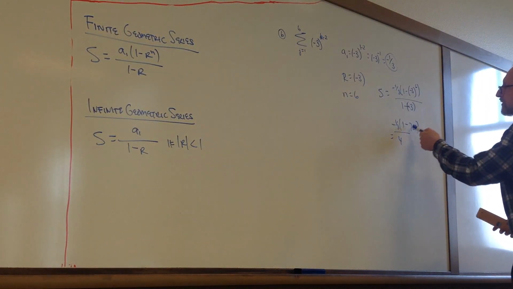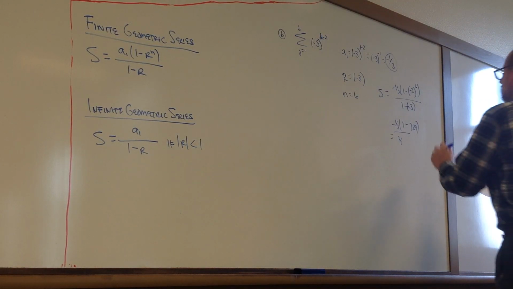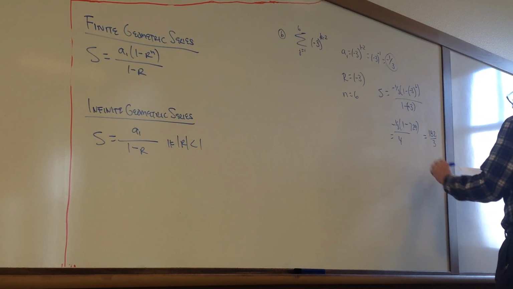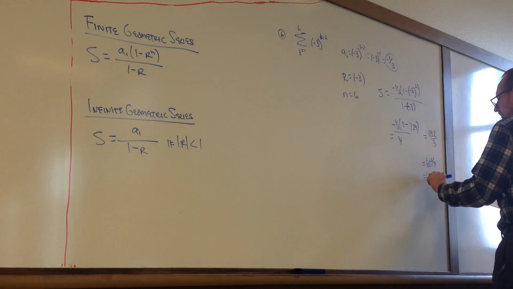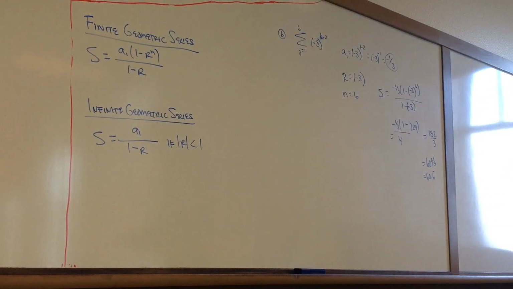Okay. And so this will be negative and this will be negative. That'll make the whole thing positive. And what do we come out with on this one? 182 over 3, which is equal to 60 2/3, or 60.6 repeating. Any one of those forms is fine.